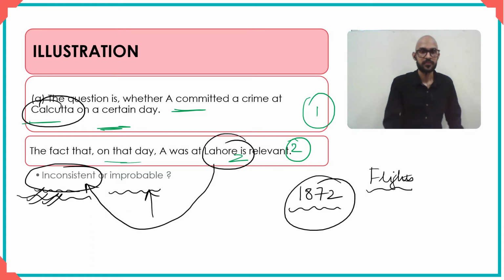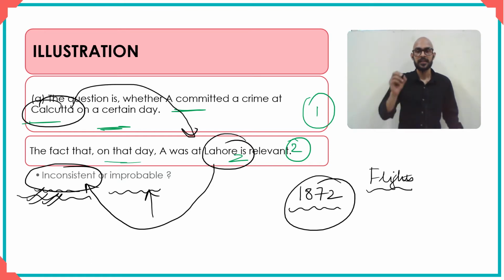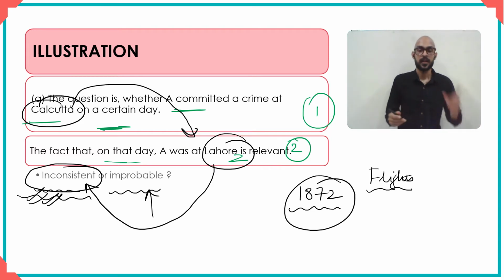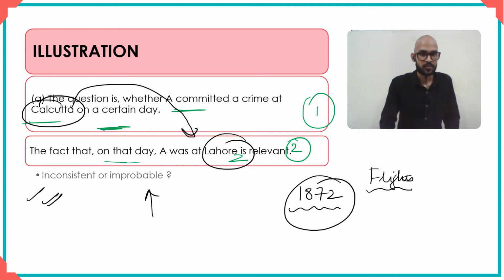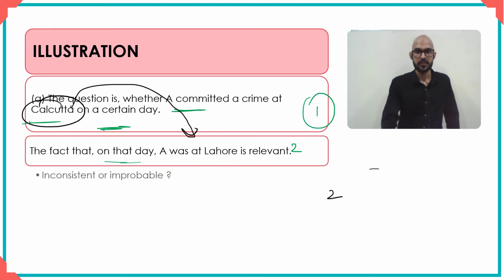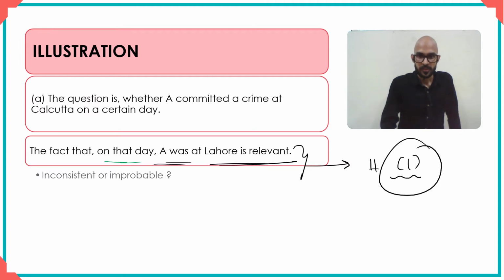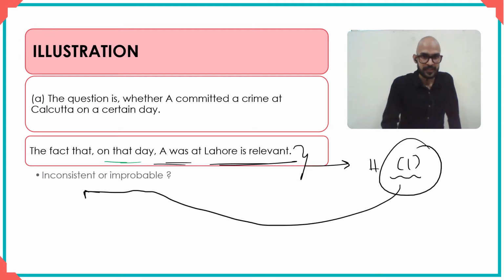Which means that to travel from Calcutta to Lahore, it definitely had to be a train, and a train was not going to take you from Calcutta to Lahore or Lahore to Calcutta in one day. And therefore, given that background, you would say that it is a case of inconsistency, right? And therefore, it can be said that the fact that A was at Lahore on the same day is relevant under 11 subsection 1, because subsection 1 talks of inconsistency, right?